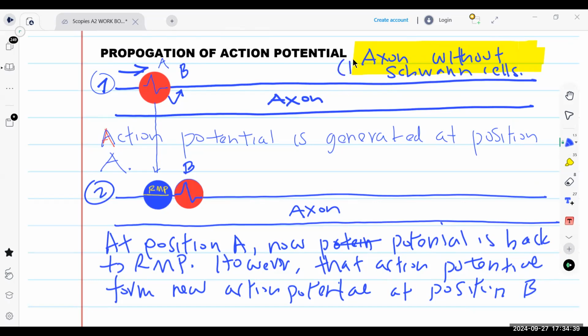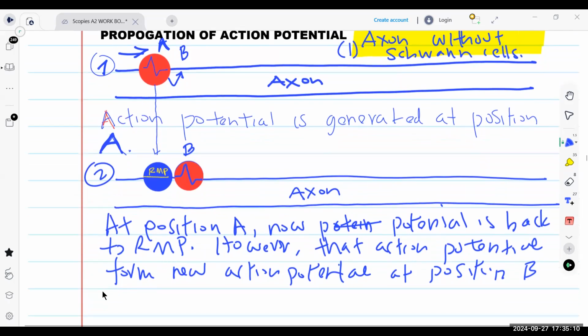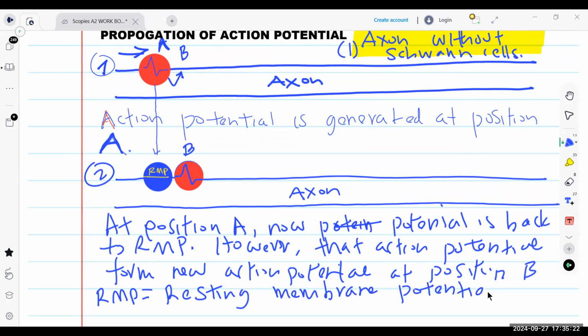Number one is axon without Schwann cell. Resting membrane potential.